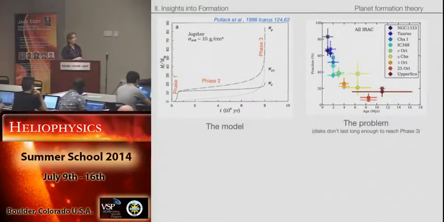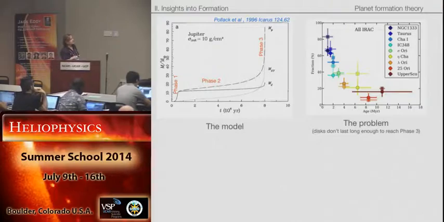So the picture from Pollack et al. goes like this. Here's phase 1, phase 2, and phase 3. And you can see the rapid growth of solids, the very slow growth of phase 2, and then phase 3, runaway growth for the gas giant planets. Okay, now you can see the problem.